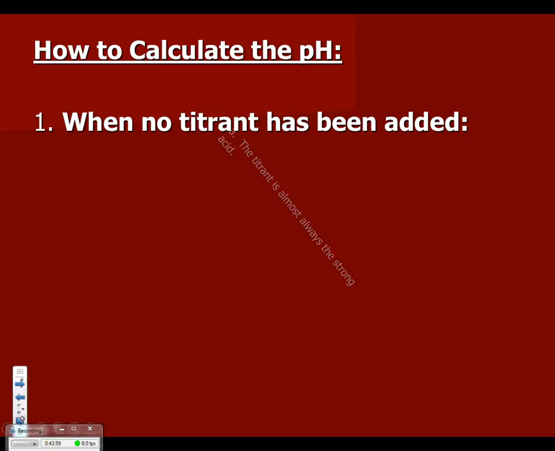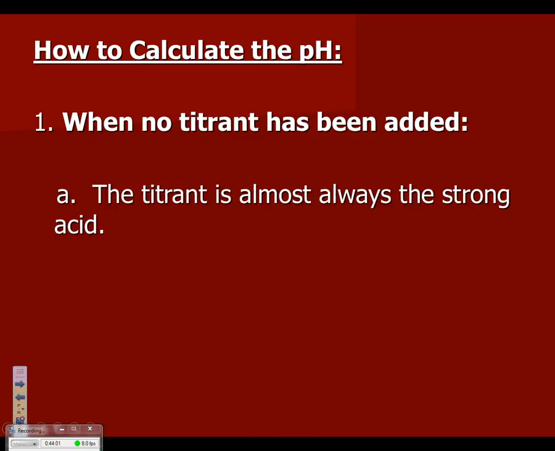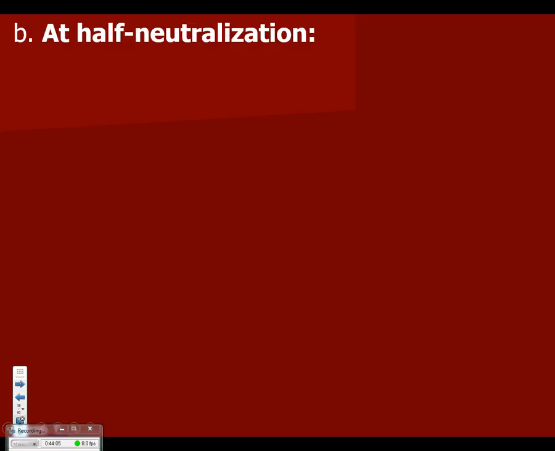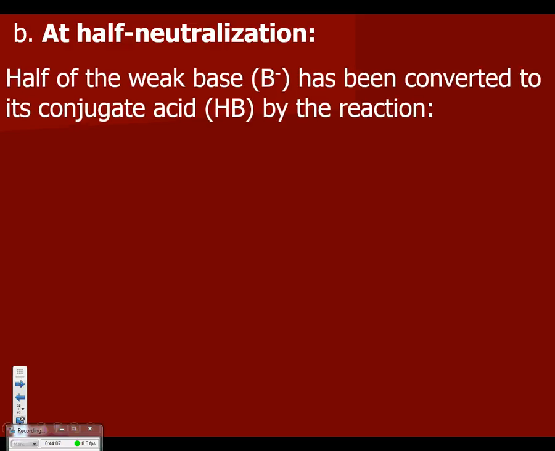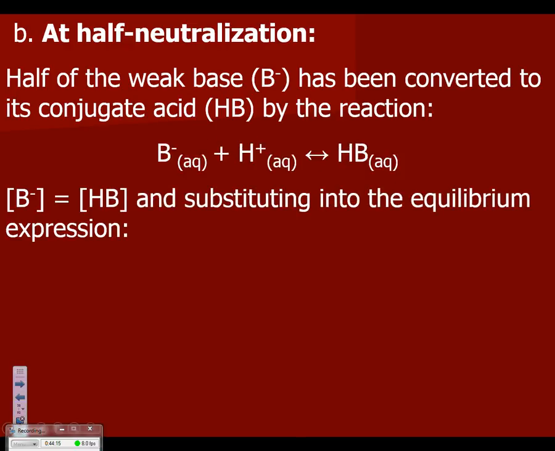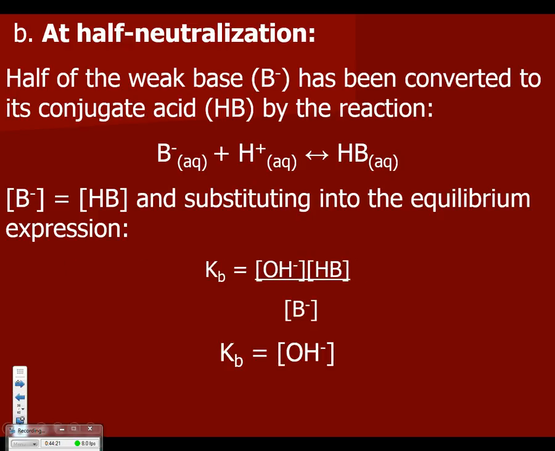Okay, when no titrant has been added, you do the same thing. Titrant is always as strong as the acid. We did it already. Half neutralization: half of the weak base has been converted into conjugate acid in the reaction. We get equal amounts of base and acid substituting into the equation. If we get equal amounts, then it's equal to the concentration of the hydroxide.